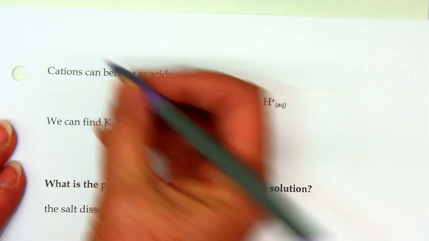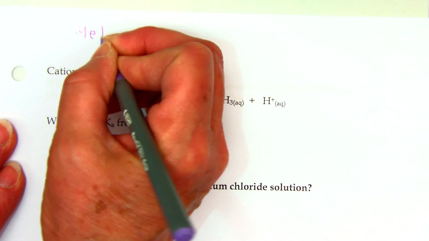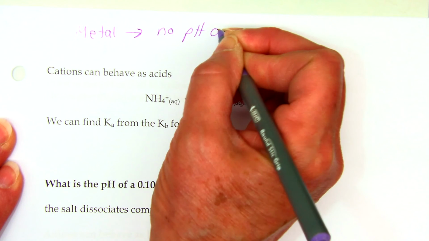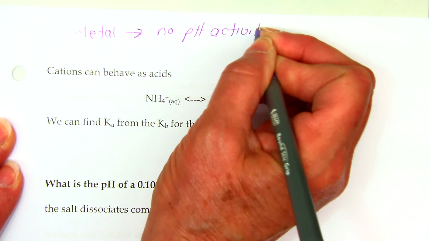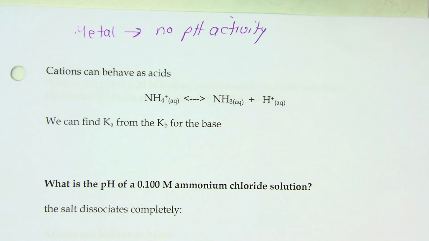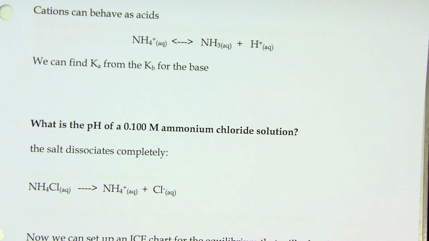For our purposes in this class, we will assume that metal ions have no pH activity. Okay? So for this class, if it's a metal, it has no pH activity. Now, some metals do have pH activity. Aluminum is one of them. So because aluminum does have pH activity, we're not using it. Most of the metals will be the alkali metals. And alkali metals have no pH activity, so we don't have to worry about what's going on.